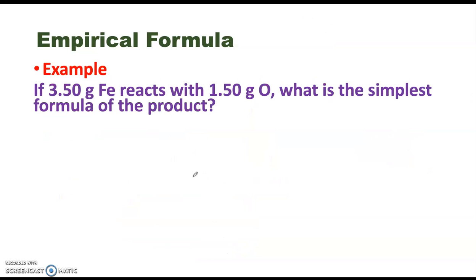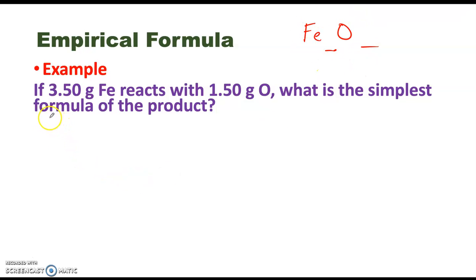So let's do one more example, and this will be it for chapter 7. So it says, if 3.5 grams of iron reacts with 1.5 grams of oxygen, what is the simplest formula for this product? So I want you to remember that our ultimate goal is to figure out what is the ratio between these two. What is the whole number ratio? So when we finish, we better have a formula with that ratio.